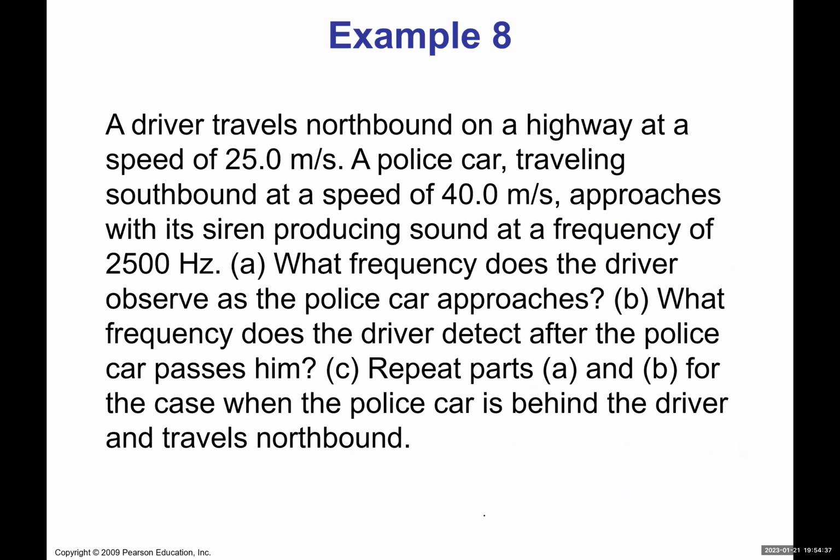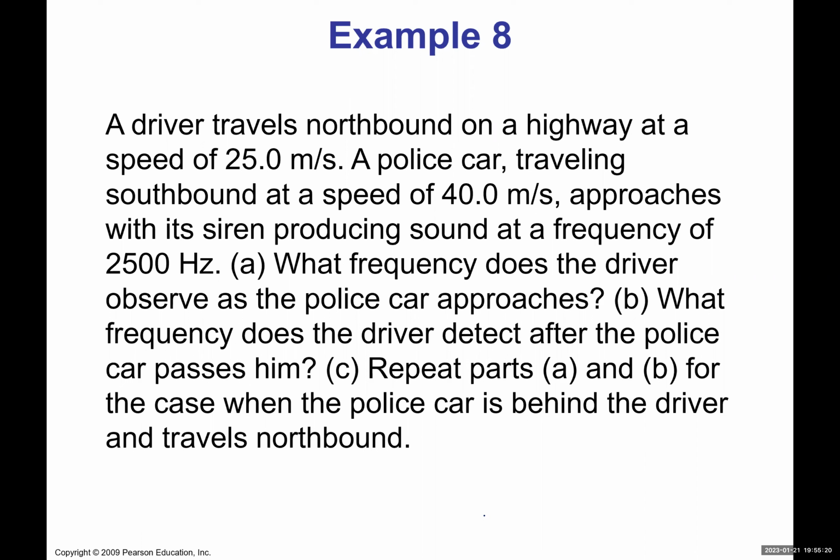All right, so let's look at another example here. A driver travels northbound on a highway at the speed of 25 meters per second. A police car traveling southbound at the speed of 40 meters per second approaches with its siren producing sound at the frequency of 2500 hertz. So we're given both the driver, who has a speed of 25 meters per second, and the police car moving at 40 meters per second. So we have both the source and the observer moving relative to one another.